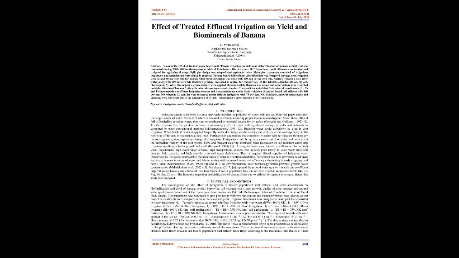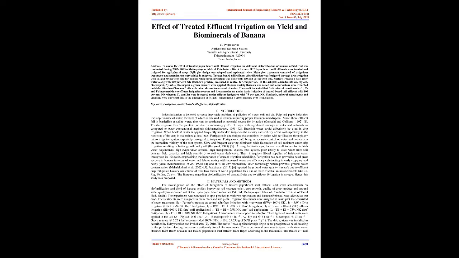In the subplots, amendments viz. fly ash, biocompost, fly ash and biocompost, and green manure were applied. Banana variety Robusta was raised and observations were recorded on biofortification of banana fruits with mineral constituents and vitamins.